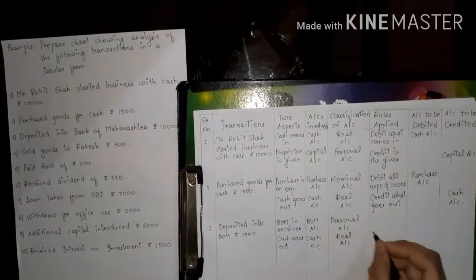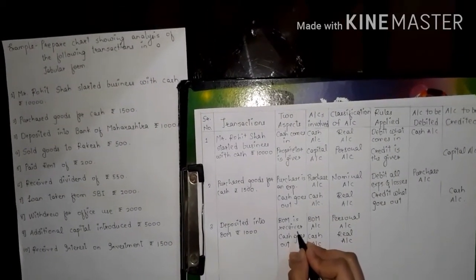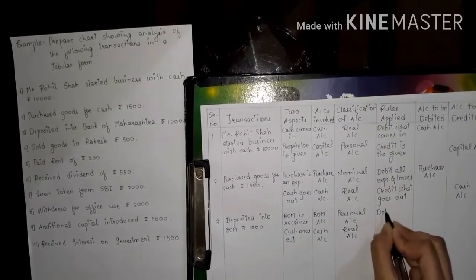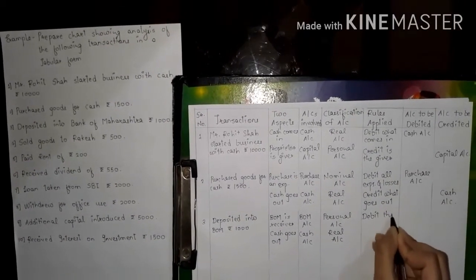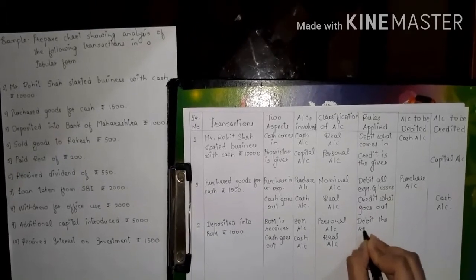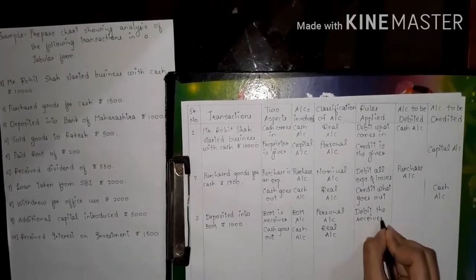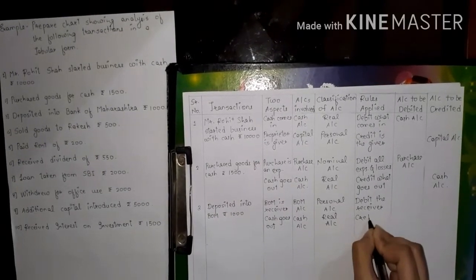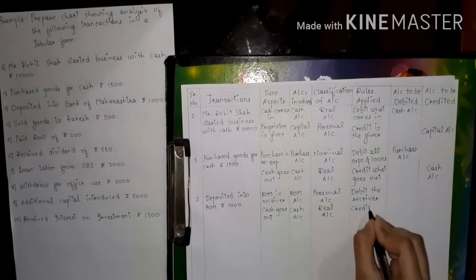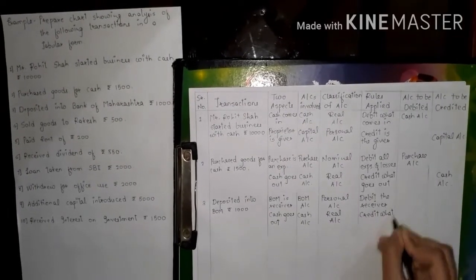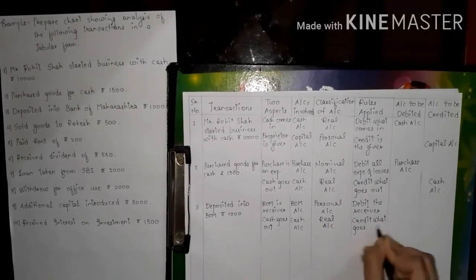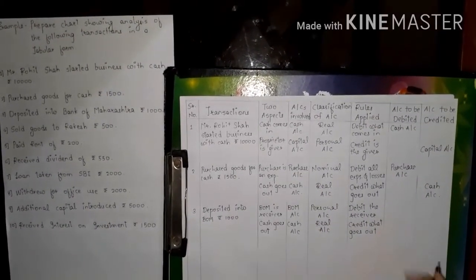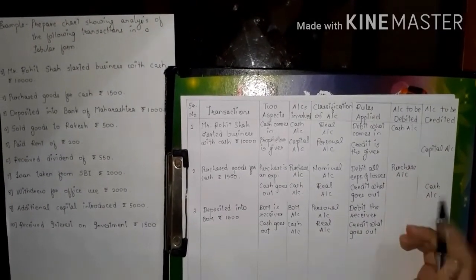Now the rules of personal account. Since BOM, that is Bank of Maharashtra, is the receiver, the rule will be debit the receiver, as it has received money from us, from the business. And for real account, cash has gone out of the business, so credit what goes out. Credit what goes out.